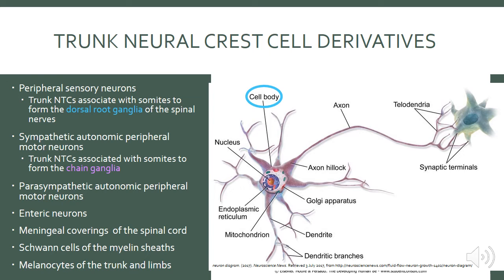Trunk neural crest also goes to the enteric or the gut neurons. It covers the meningeal coverings of the spinal cord. That helps with sort of protection and buffering of the spinal cord. It contributes to the Schwann cells of the myelin sheaths. Now, the myelin sheaths are the covering that encircles the axon of the neuron. Just sort of go back here real quick. It covers the axon, and that actually helps with efficient transmission of signals. There are many different diseases called demyelinating diseases that result from loss of the myelin sheath.